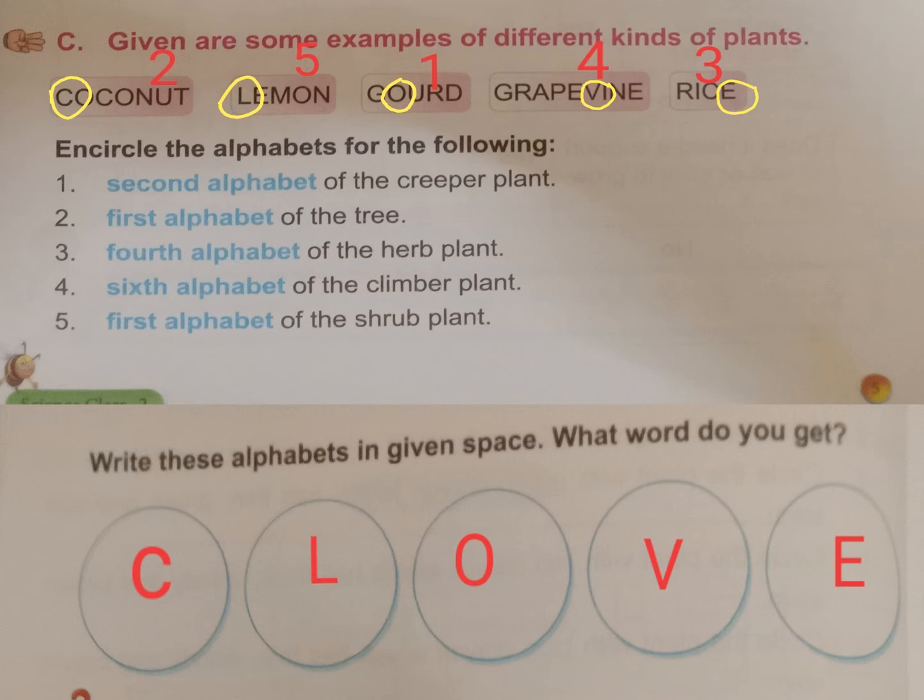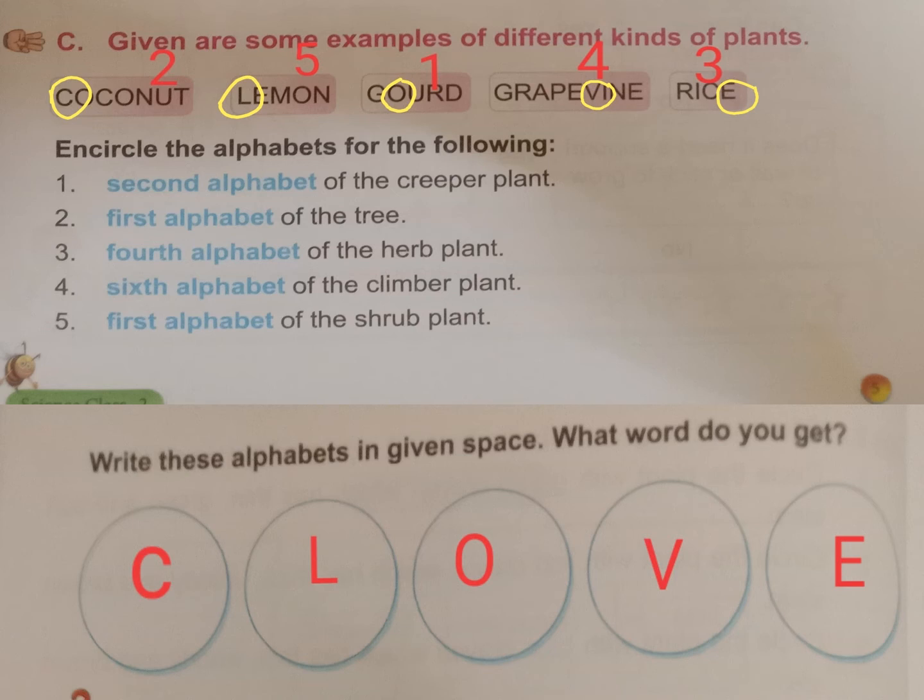I have given it. Okay, now on the next page you have 5 circles. Yes or no? Turn your page and look at that. Write these alphabets in the given space. What word do you get? Shall we write this in this circle? Okay. What is the first one? Coconut. We circled C. What is that? C. Okay, now take and write in this circle C.